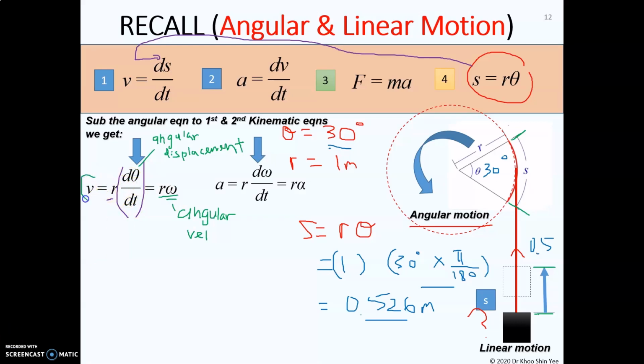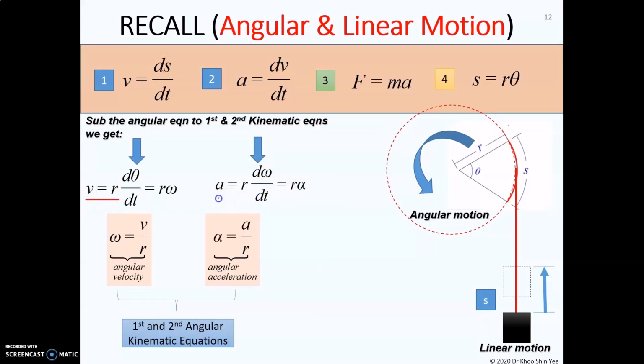We can further substitute v equal to r omega into the second equation. Then we have a equal to r d omega divided by dt. Alpha is the angular acceleration, which is equal to the change of angular velocity, d omega divided by dt. Then we can substitute alpha here. From these two equations, we can obtain the first and second angular kinematic equations, where the angular velocity omega equals v divided by the radius, and alpha equals the acceleration divided by the radius.